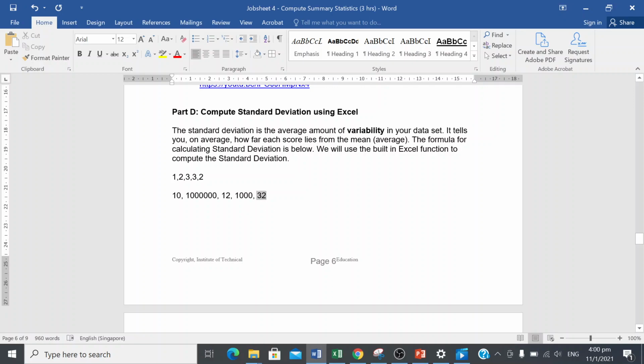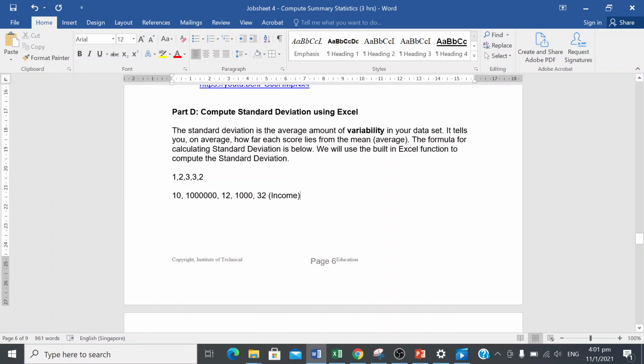But in this case, you see, this set of numbers is a bit strange. First number is 10, second number is a million, third number is 12, fourth number is 1,000. So do you have real scenarios like this? Maybe it can be the income of people.